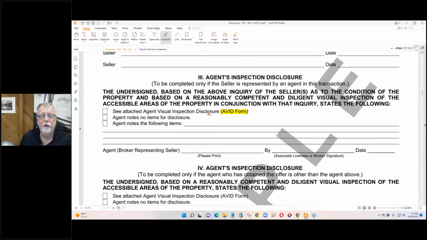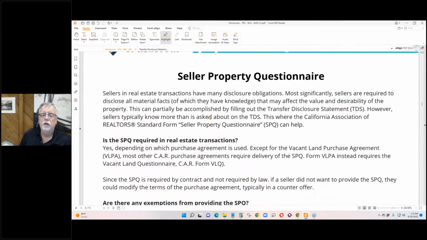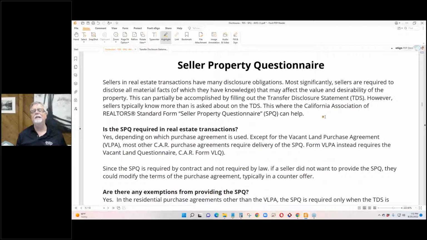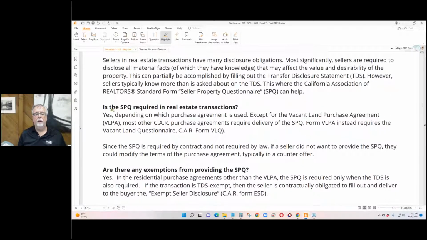The seller property questionnaire. So the SPQ is not a statutorily required disclosure, but it's in the residential purchase agreement. And is it required? The answer is depending upon which purchase agreement is used.